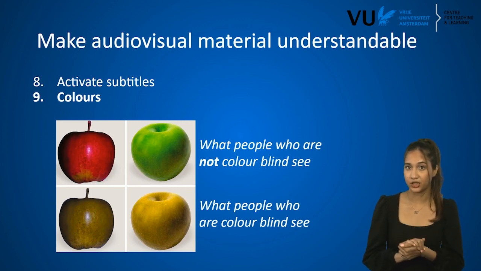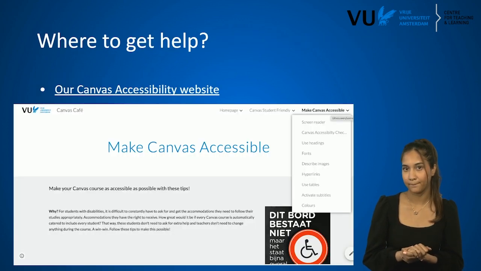As you can see in this picture, people who are colorblind see the red apple as green and the bright green apple as yellow. By using a colorblind-friendly palette, we can avoid this.